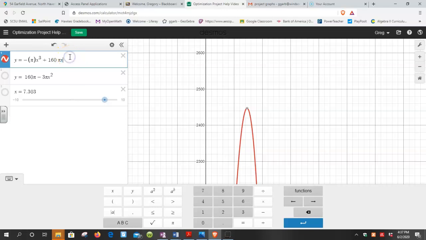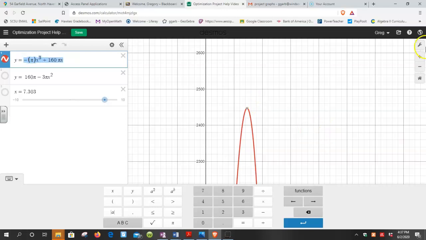So if you type that in here, and let's just say this was the function after you replaced your value of h in terms of r, and you put it into the volume equation, and then before you take the derivative, before you differentiate, that equation right here, that'd be the red one.